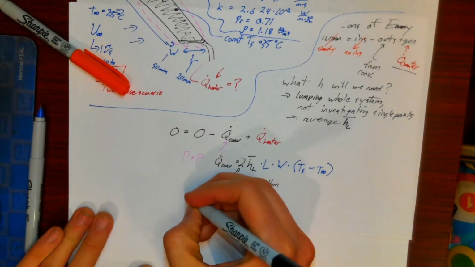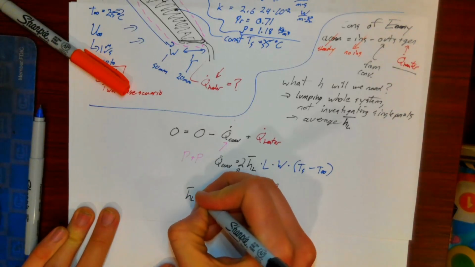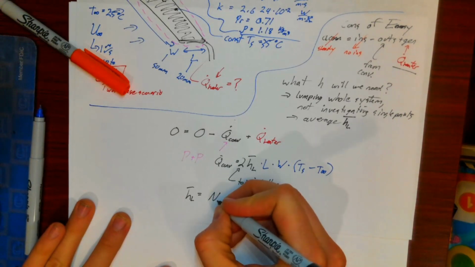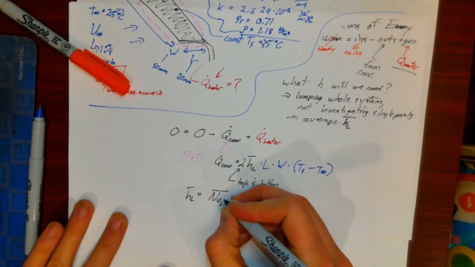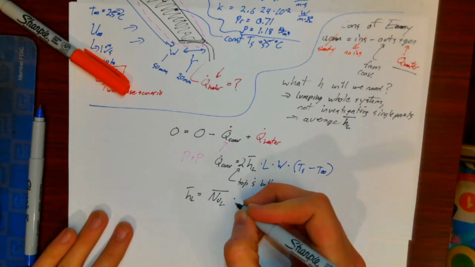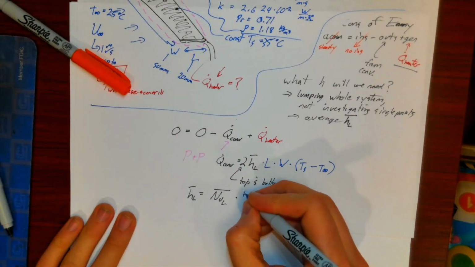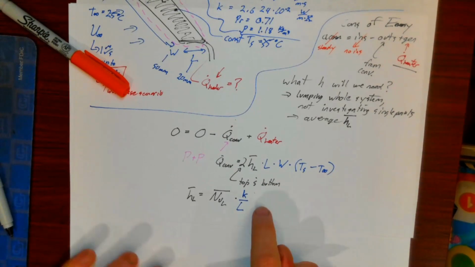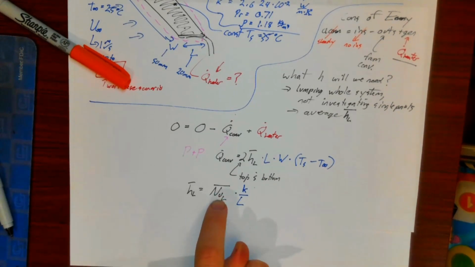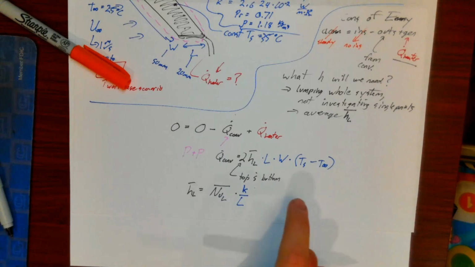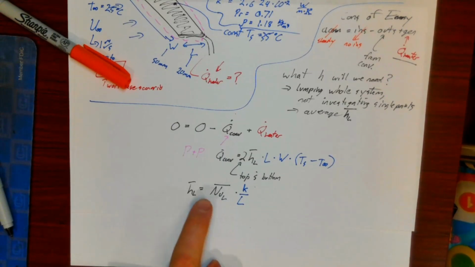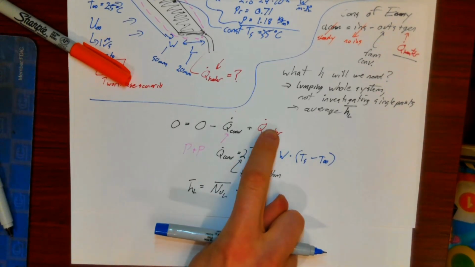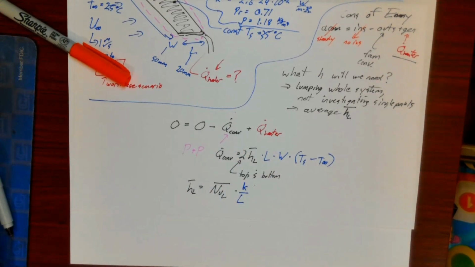So h bar sub L, we can find this in terms of Nusselt numbers. h bar sub L is basically going to be equal to Nu bar sub L times the thermal conductivity of the fluid divided by length, right? We can take the definition of Nusselt number and reformulate it this way. Once we find Nu bar, that's all the information we need to find h bar, which is then all the information we need to find our Q heater.